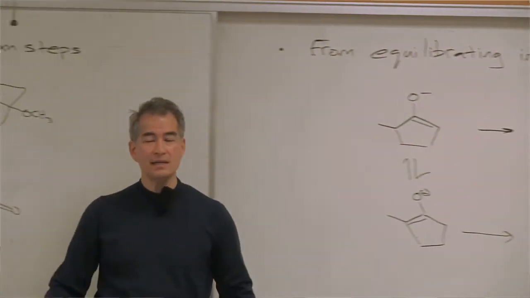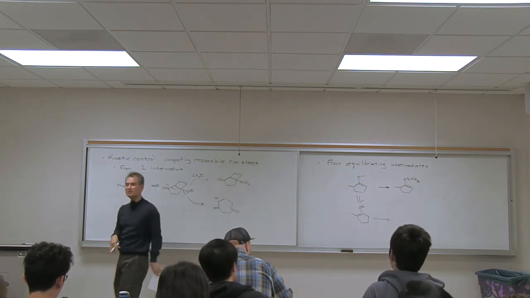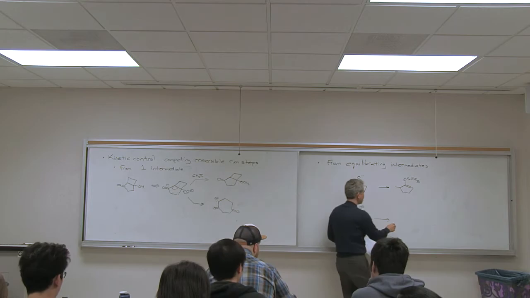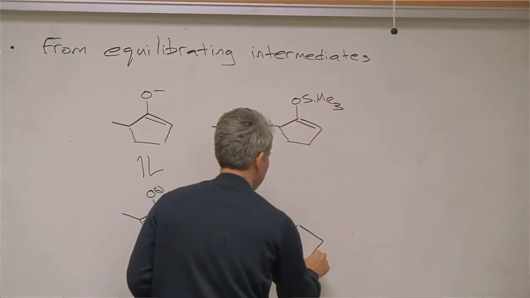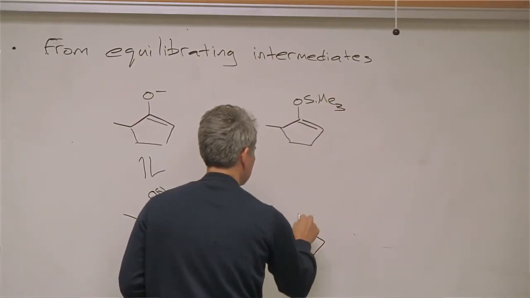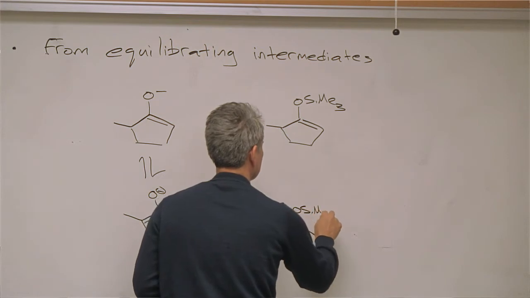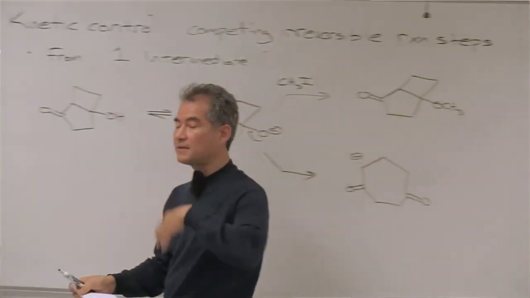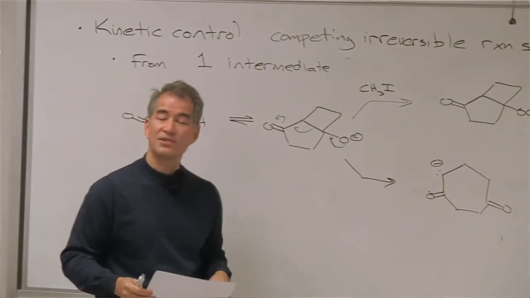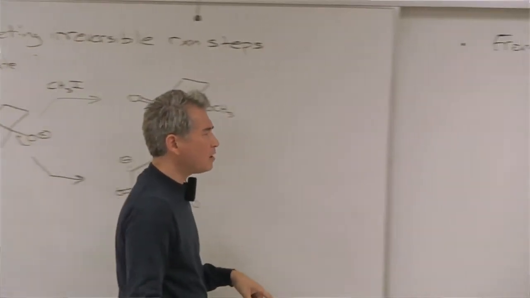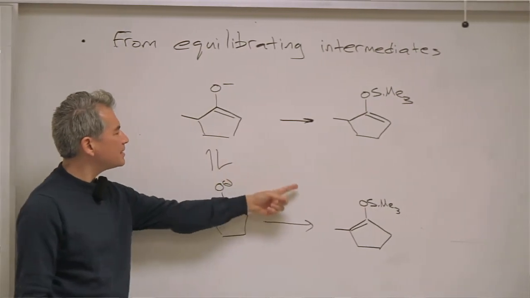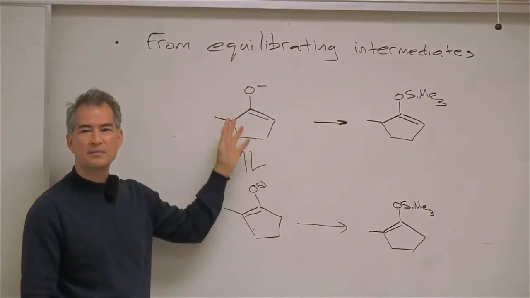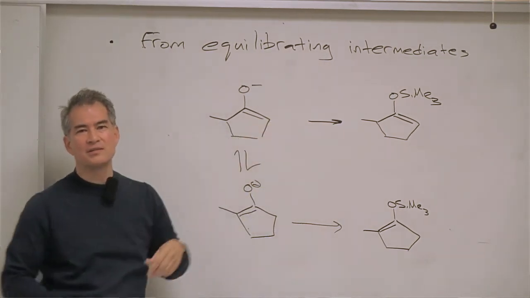So I've got two different enolates in equilibrium in my reaction. And now both of these can do something irreversible. Once you put the silicon on there, it's over. So this would be an example of kinetic control, because the silylation step is irreversible. But instead of all arising from a single intermediate here and two elementary steps from here, we've got two equilibrating intermediates. And each one has a choice.